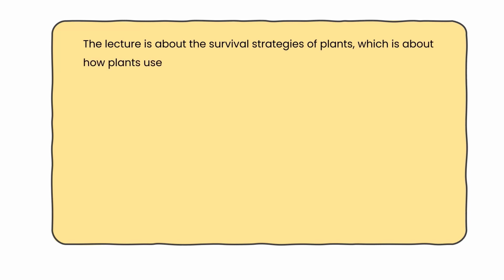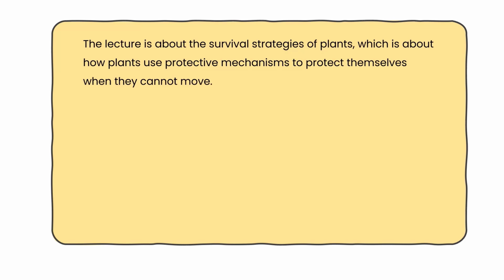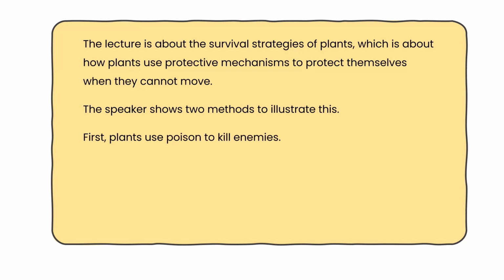Here's my answer. The lecture is about the survival strategies of plants, which is about how plants use protective mechanisms to protect themselves when they cannot move. The speaker shows 2 methods to illustrate this. First, plants use poison to kill enemies. For example, they can produce fatal poison to kill animals.